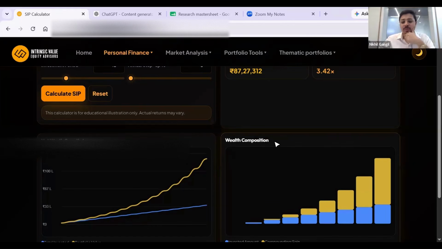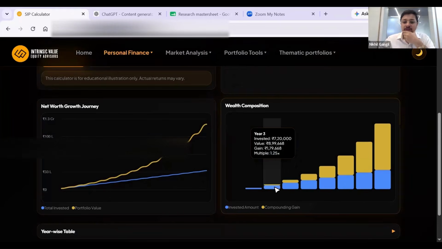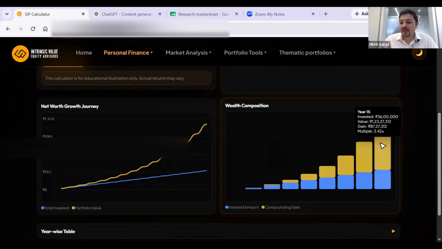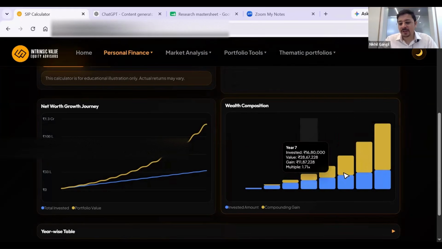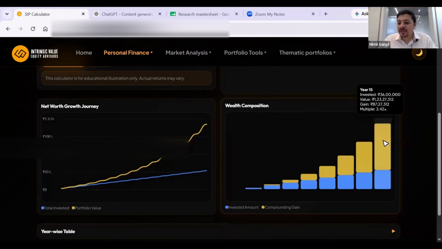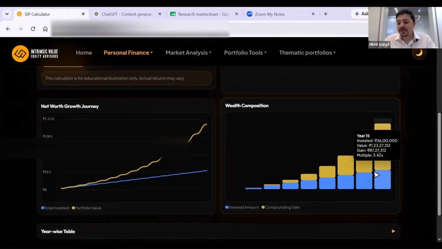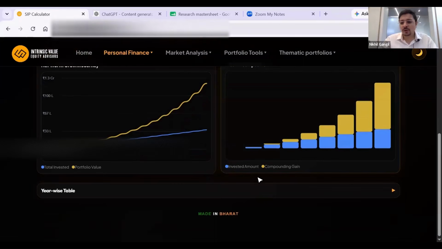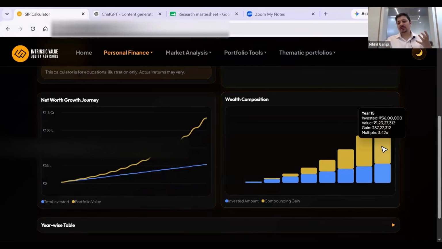You will also see the wealth composition chart here, the amount that you put in and the amount that is being created for you. So the yellow one is the gain. As you can see, as time goes, the gains keep getting larger, and the value that you have invested keeps getting smaller comparatively, right? So this also tells you that compounding really works in the long run.